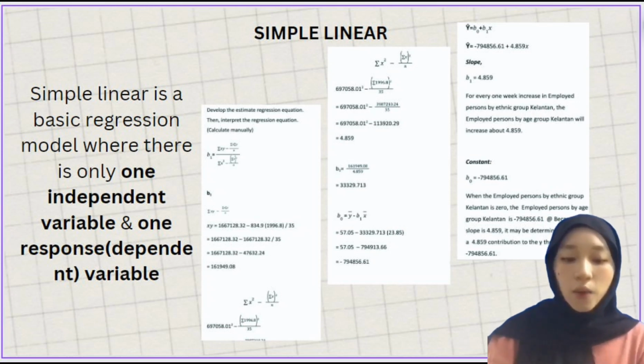Constant B0 is 794,856.61. When the employed persons by ethnic group in Kelantan is 0, the employed persons by age group in Kelantan is 794,856.61, because the slope is 4.859. It may be determined that X has a 4.859 contribution to Y. The base Y is 794,856.61.